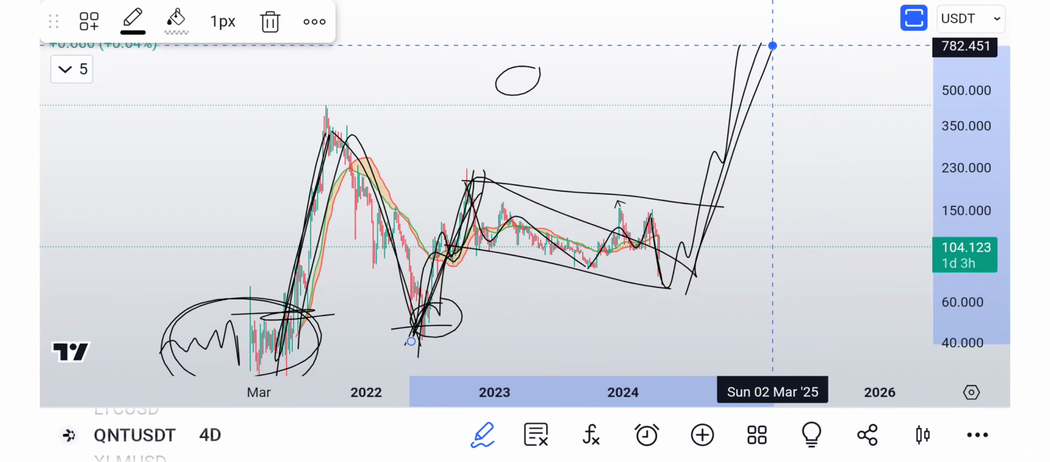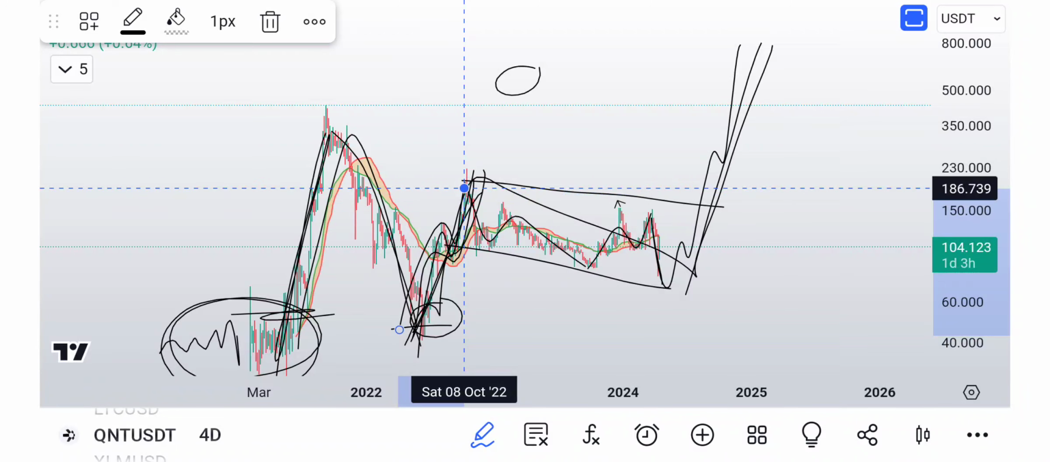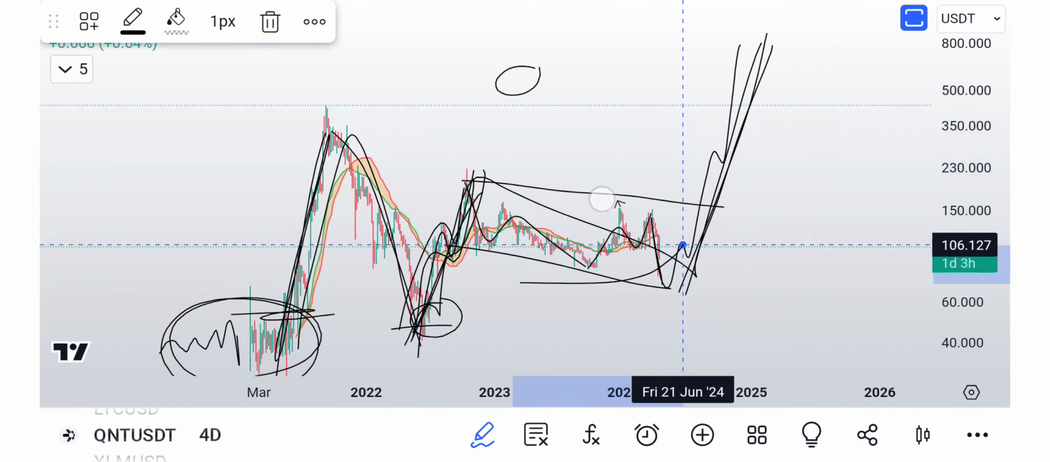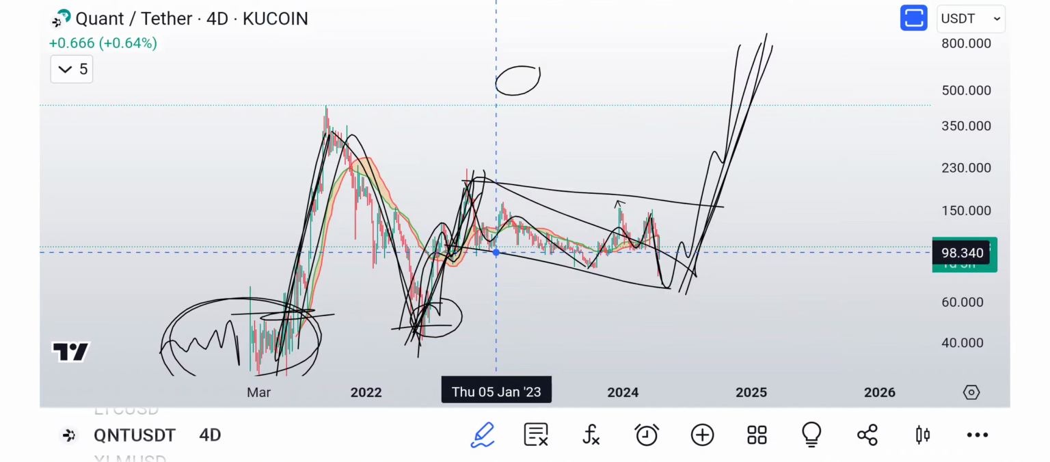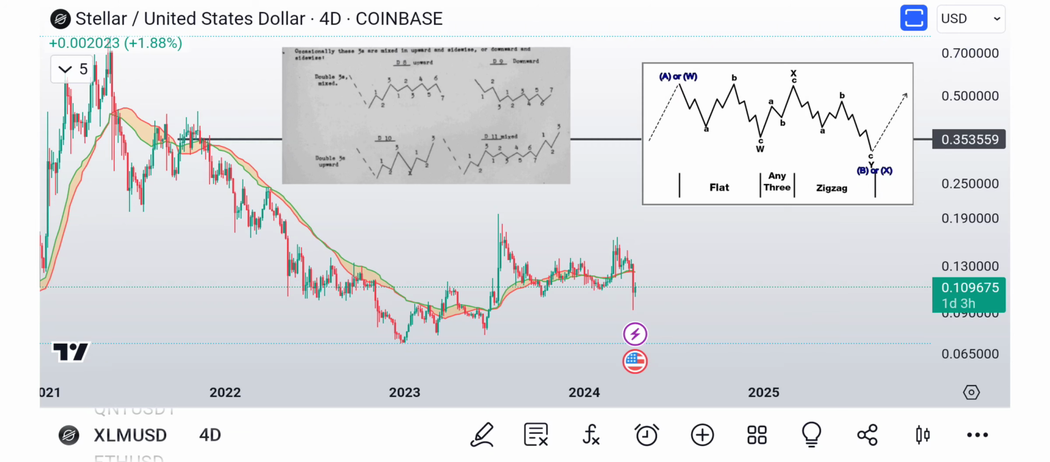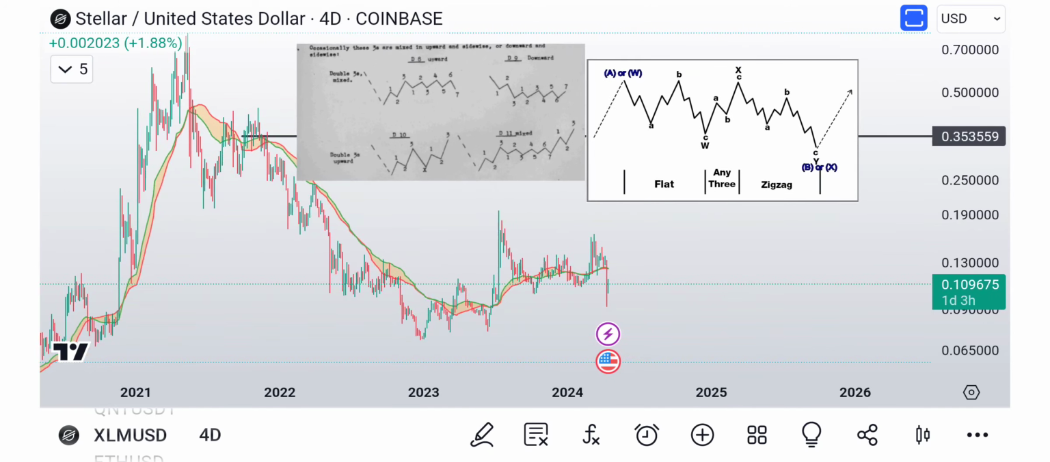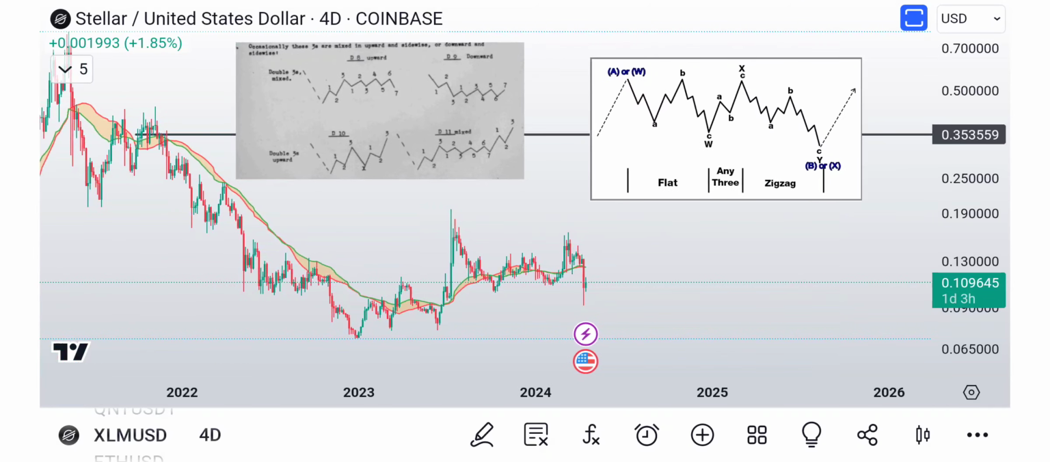So regardless, if this is 3 waves, which it is, it has to be in the double 3, then it still leads to a bullish move. And this was just all reaccumulation. So let's see if that's the case. It would make sense because when you look at XLM and XRP, they also kind of look like they could be in some type of weird double 3.